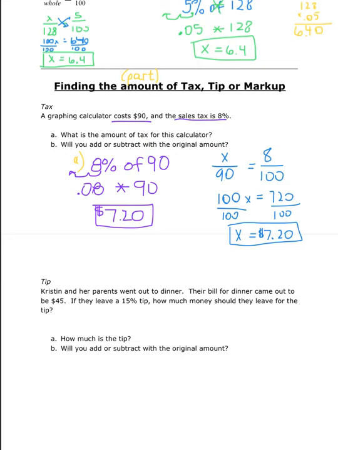Now the second part of this question is then asking, are you going to add or subtract with the original amount? So tax, as it's set up above, it's the additional amount you have to pay. So that means you're going to add your tax onto the original price of $90. Moving along to the next problem. Now, before I do, I wrote up at the top that for tax, I'm going to add.